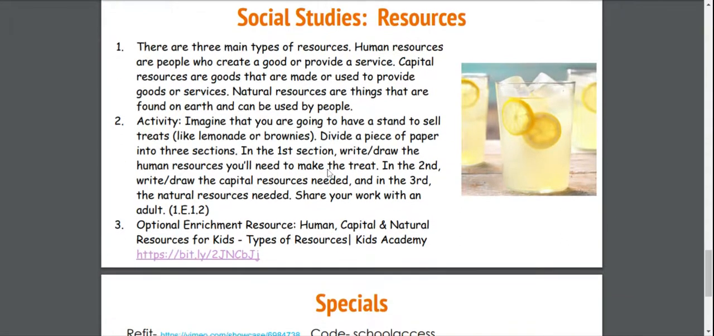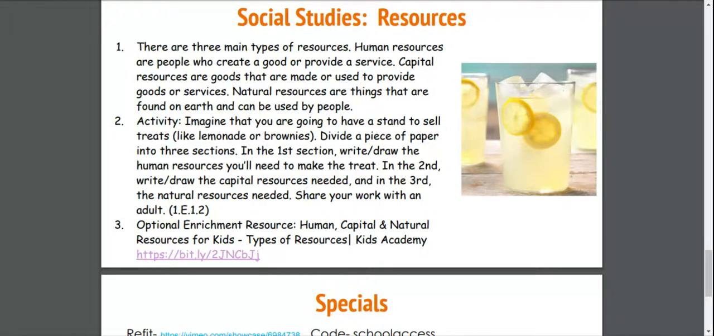Social studies, we're going to be talking about resources today. There are 3 types of resources. Human resources are people who create a good or provide a service. Capital resources are goods that are made or used to provide goods and services. Natural resources are things that are found on earth and can be used by people.